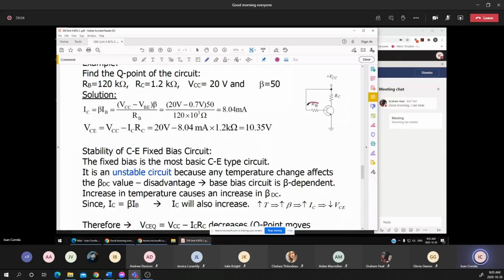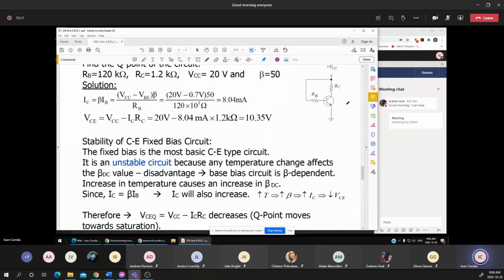milliamps. Most of the time, the value of the RB is very high, in the range of a few hundreds, like 100, 200, 300 kilo ohms, which makes the current that flows through the base a very small current.